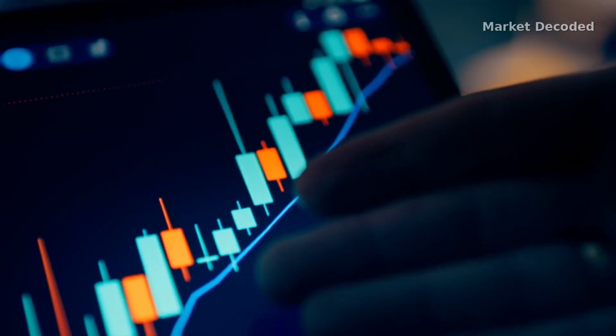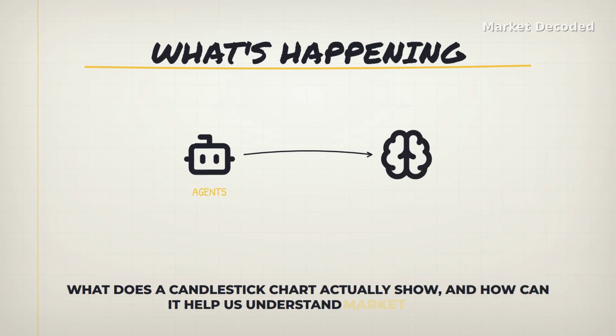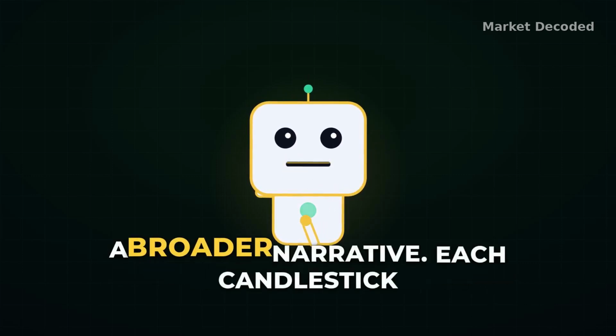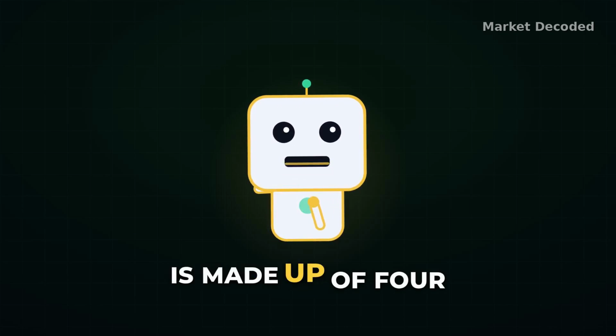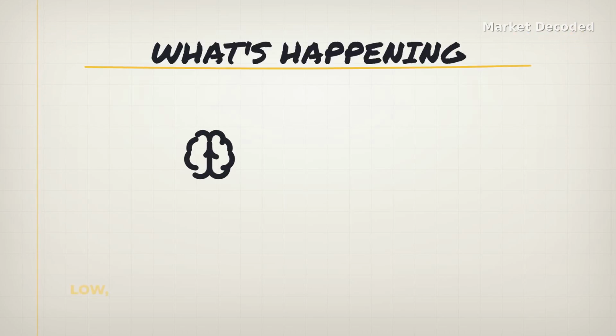What does a candlestick chart actually show, and how can it help us understand market movements? Imagine each candlestick as a small story about a stock's price over a specific time period, like a snapshot of a single moment in a broader narrative. Each candlestick is made up of 4 key pieces of information: the open, the high, the low, and the close price. Let's break that down.